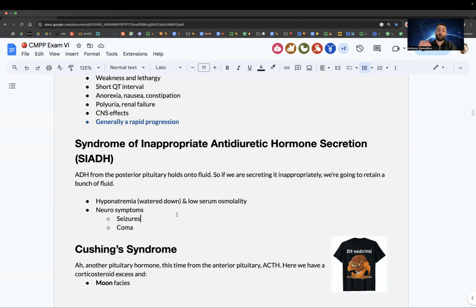Okay. So if we're creating too much ADH, we are putting up more walls to this dam. We are retaining all of this fluid, so our blood is going to get diluted. So now there's a higher concentration of salt outside of the blood vessels, so the water is going to follow the salt, go out of the blood into the cells. The cells are going to swell, and the brain isn't going to like that. So we're going to have neuro symptoms. We're going to have seizures and coma. And we're going to have overall hyponatremia in our serum, in our blood. So just remember, the brain does not like any small changes to sodium, and this is going to be quite a big change here.